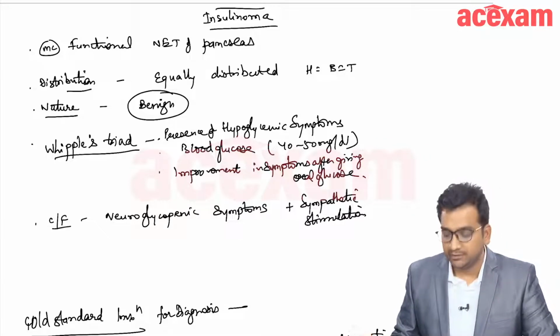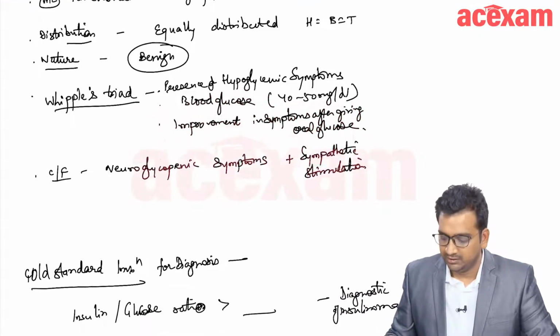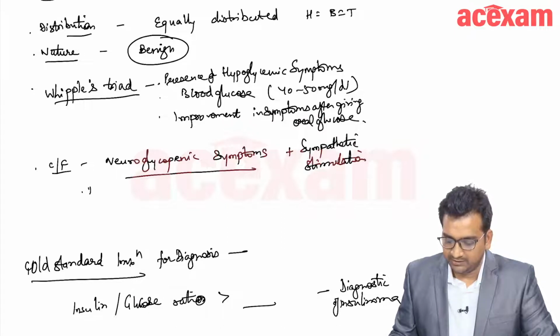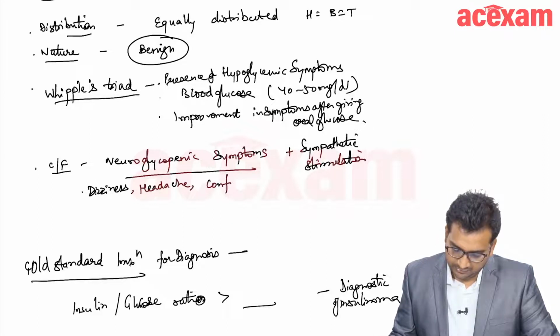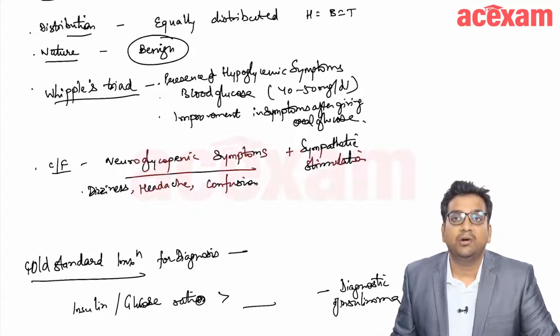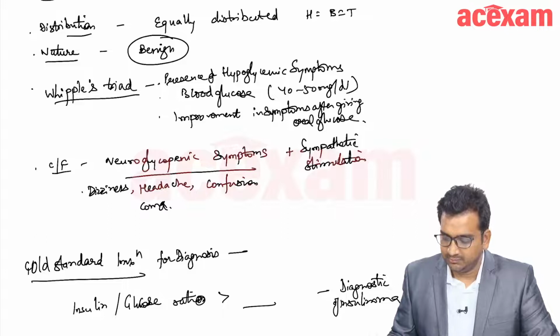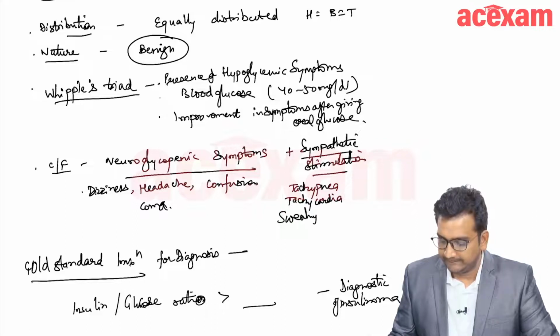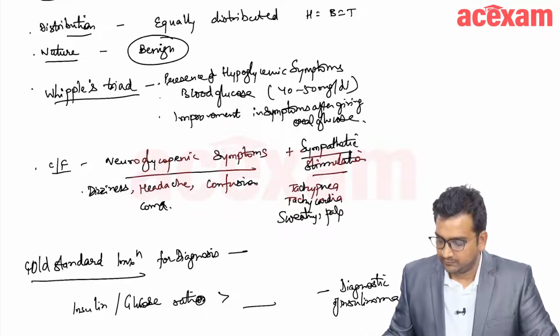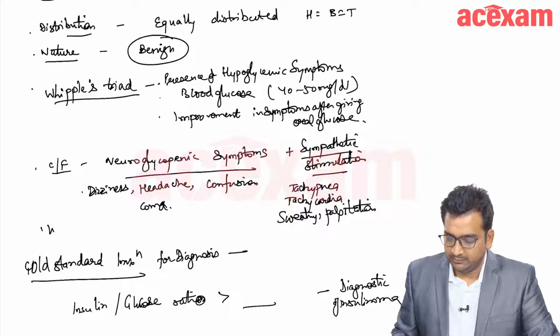Now, there is the presence of neuroglycopenic symptoms and sympathetic stimulation. These neuroglycopenic symptoms are actually dizziness, headache, and confusion. There can be development of hypoglycemic coma also. And in sympathetic stimulation, there will be tachypnea, tachycardia, sweating, or palpitation. Along with that, there will be weight gain because there is excessive insulin in the body.